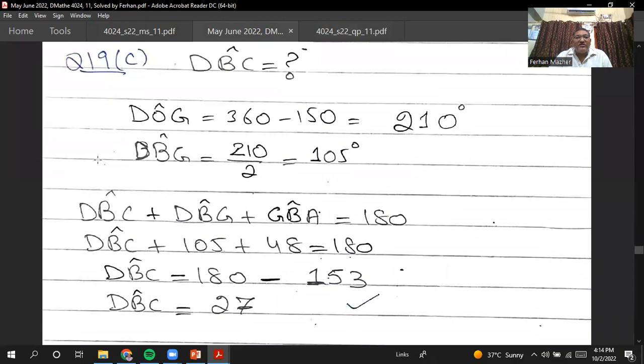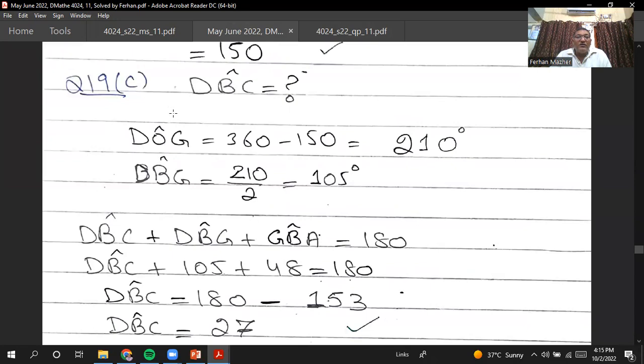Okay. So it's a little strategy. DBC is equal to the question. DOG will be 360, this is the reflex DOG. That will be 360 minus 150. That will be 210. So the DBG angle will be 210 divided by 2, and that will be 105. And now DBC plus DBG plus GBA, they are the adjacent angles on a straight line, so their sum will be 180. So DBC plus 105 plus 48 equals 180. So DBC will be equal to 180 minus 153, and the DBC angle will be 27.